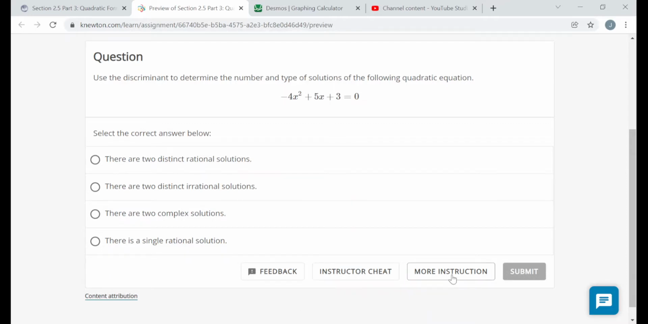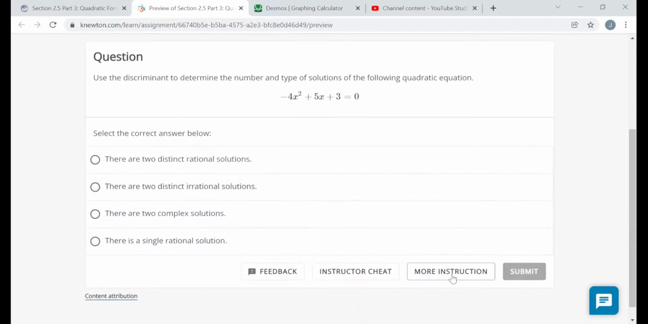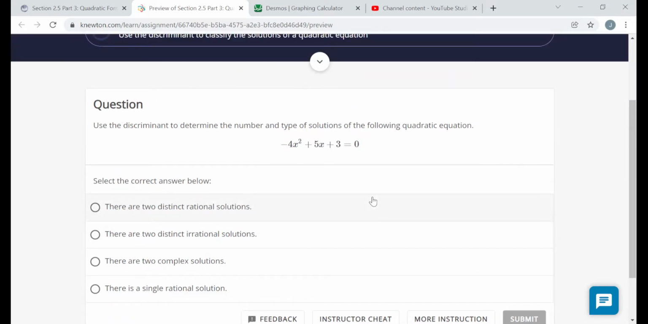But you will have a more instruction button, which if you're struggling with a particular topic, particular objective, click on the more instruction button and you'll be taken to a page with further reading or videos to watch, and then you'll have questions related to that instruction. And if you get those right, you'll progress through the assignment just like if you were to get the original one right. So there's nothing wrong with clicking on more instruction if you need to.